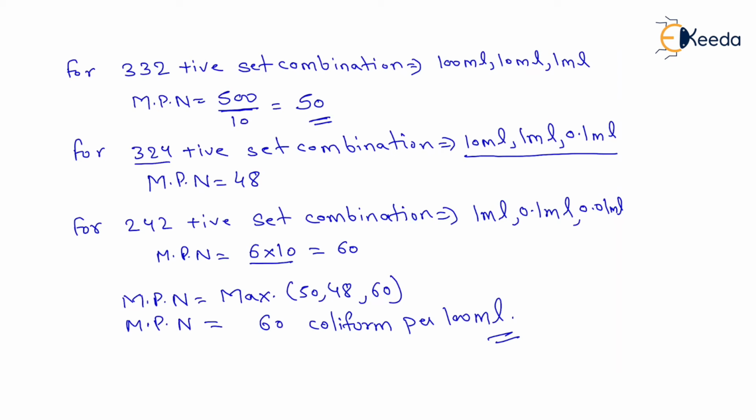And for the second set, that is the 324 positive set, the dilution ratio is the same as that of the McCrady's chart, so we directly take the value as 48. Now the MPN value will be the maximum of these three values, that is 50, 48 and 60. Of these three values, 60 is the maximum, so MPN equals 60, which is 60 coliform colonies per 100 ml. That will be the solution of this question.